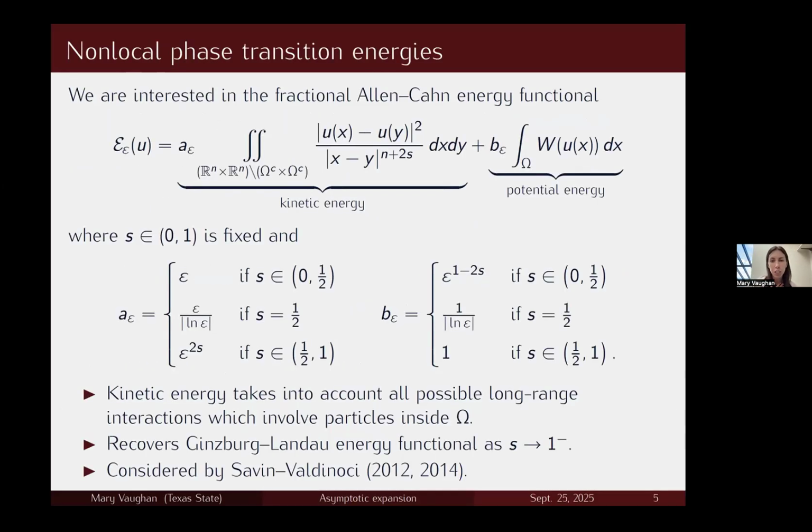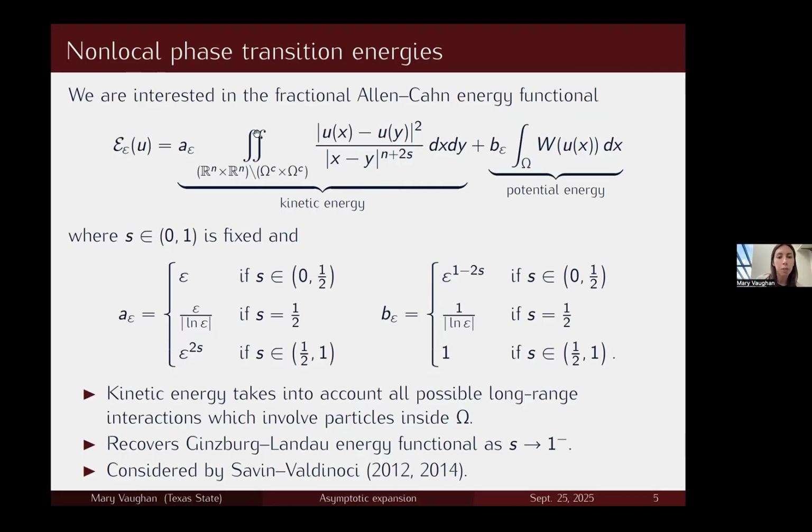Now, what we're interested in and what we'll be focusing on for most of the talk is a non-local phase transition energy. In particular, we're looking at the fractional Allen-Cahn energy, where we have the same potential energy. So this is that double well potential with wells at -1 and 1 that's now balanced by a non-local kinetic energy.